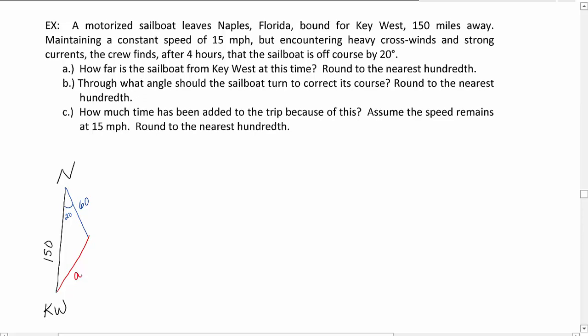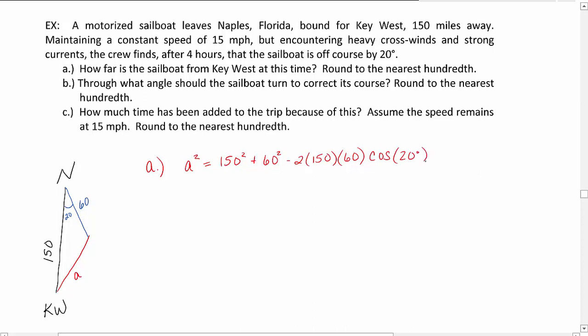All right, so we have one angle and 3 sides in the conversation, so that tells us law of cosines. And we always have to start with the side that's opposite our angle. So we'll have A squared equals 150 squared plus 60 squared minus 2 times 150 times 60 times cosine of 20 degrees.